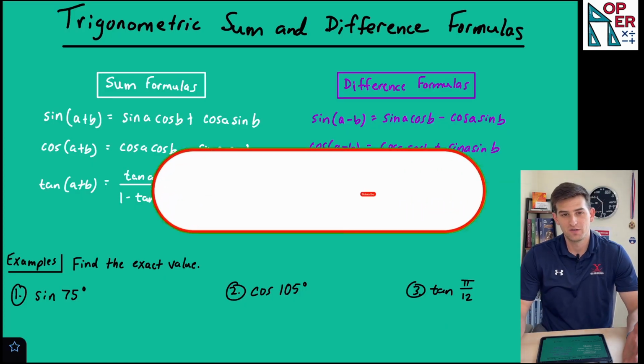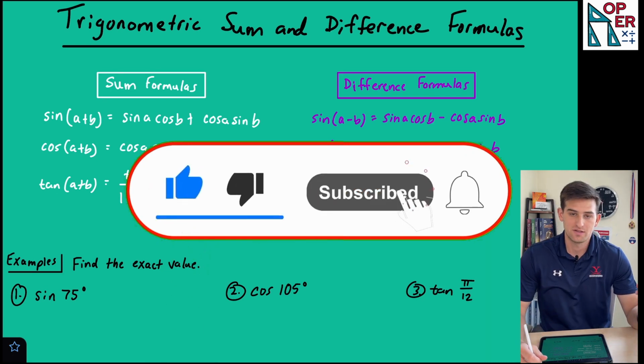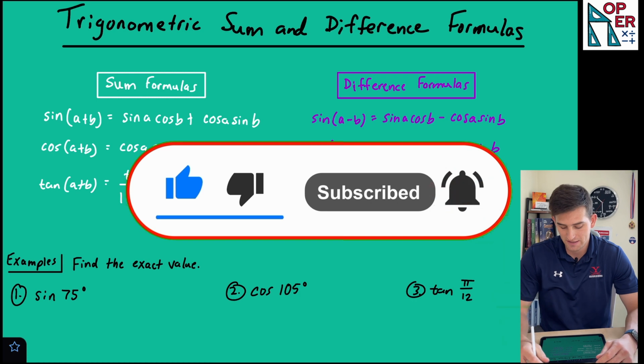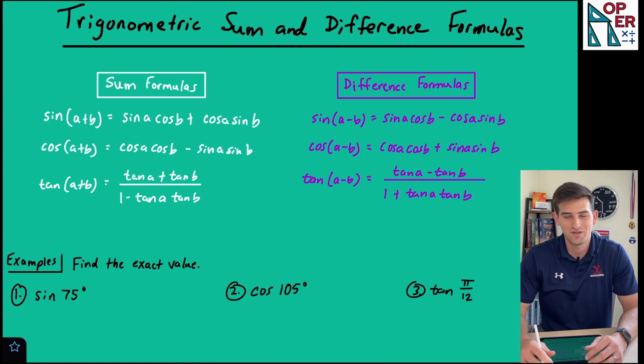Hello everyone, in this video we're going to talk about some trigonometric sum and difference formulas. So we've got 3 on the side for sum formulas and 3 on the side for difference. So 1 each for sine, cosine, and tangent. We'll jump right in, talk through these 6 different sum and difference formulas, and then we'll do an example for each of sine, cosine, and tangent.